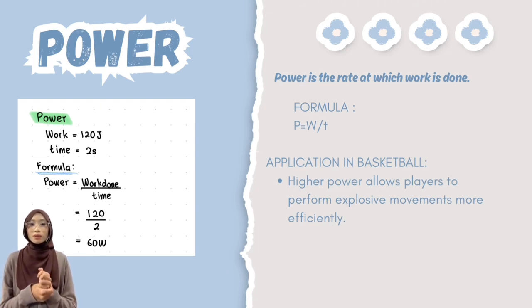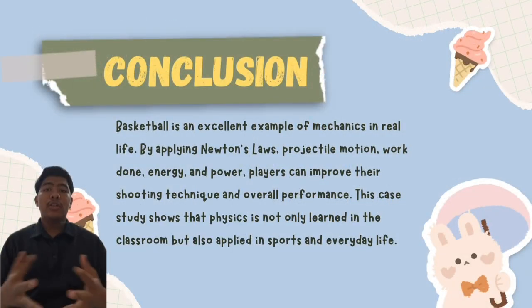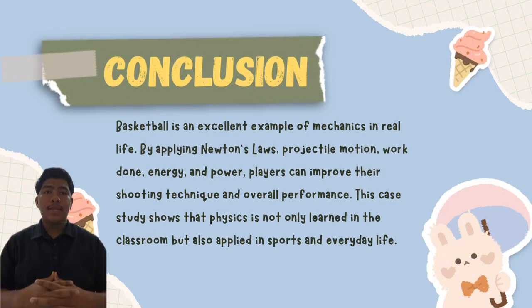Let's conclude our breakdown of work, energy, and power. In conclusion, basketball is an excellent example of mechanics in real life. By applying Newton's law, projectile motion, work done, energy, and power, players can improve their shooting technique and overall performance. This case study shows that physics is not only learned in the classroom, but also applied in sport and everyday life.